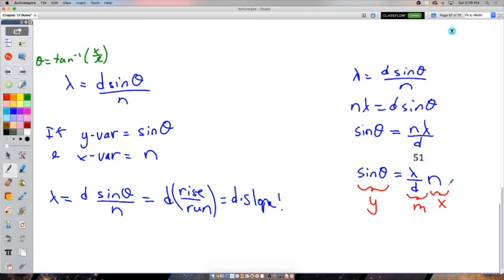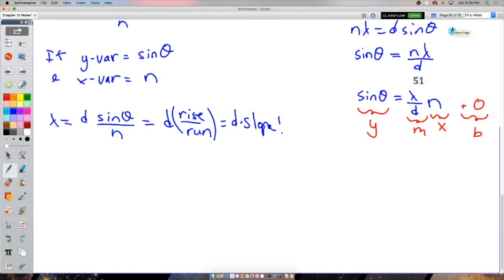Really, you should notice that first. We have y and x, so whatever this is must be the slope. Plus b. b is 0 here, obviously, because it's not there. So same result here. Slope equals lambda over d, and lambda equals slope times d.